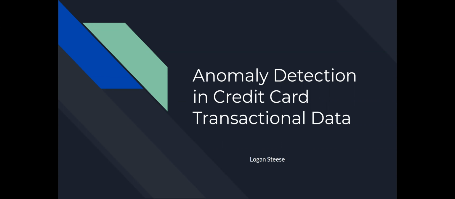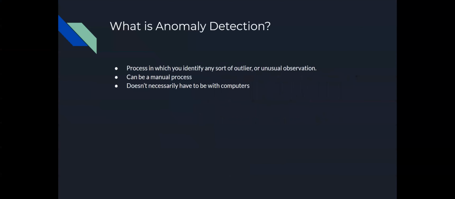So, my report is anomaly detection in credit card transactional data, and I just took a little deeper dive into one of our assignments. So, what is anomaly detection? First off, it's any process in which you can identify any sort of outlier or unusual observation. And the cool thing about anomaly detection is that, in today's age, everyone thinks machine learning and whatnot, but it can also not even require a computer.